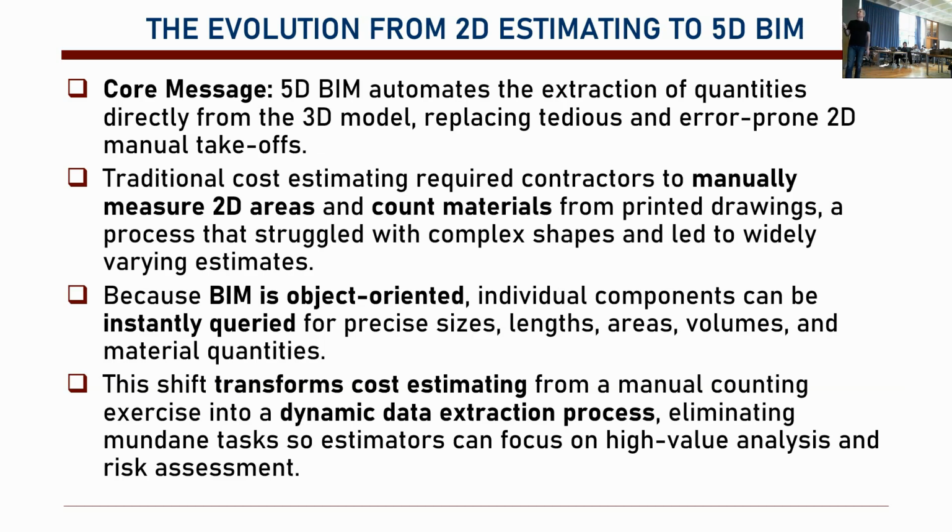Manually following 2D areas and counting materials is not very efficient. It's error prone, it can create errors, so we don't want that. BIM is object oriented, so we can instantly query individual components for their sizes, lengths, areas, and volumes.